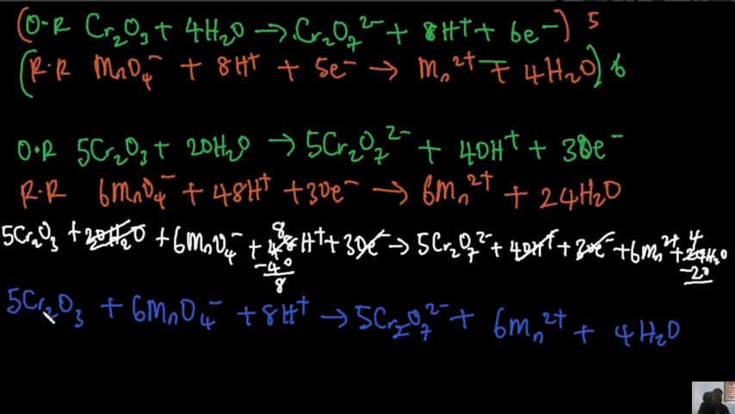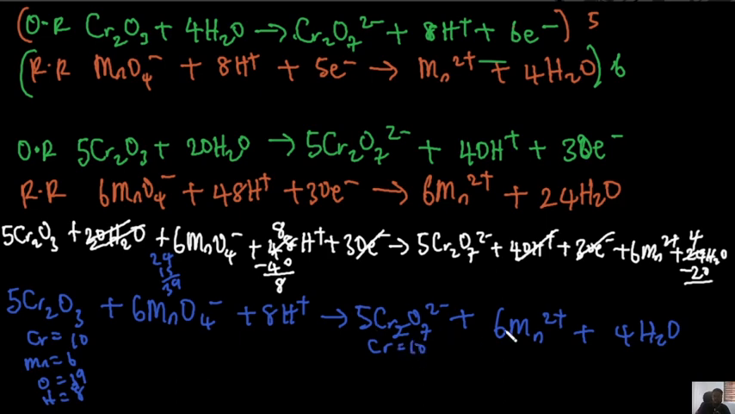Let's confirm. How many chromiums do we have on this side? Chromium is 5 times 2, 10. How many manganese do we have on this side? Manganese is 6. How many oxygen do we have? This is 5 times 3, 15, plus 6 times 4, 24. 24 plus 15 gives us 39. So oxygen is 39. And then hydrogen is 8. So let's check for this side. Now chromium here is 10.